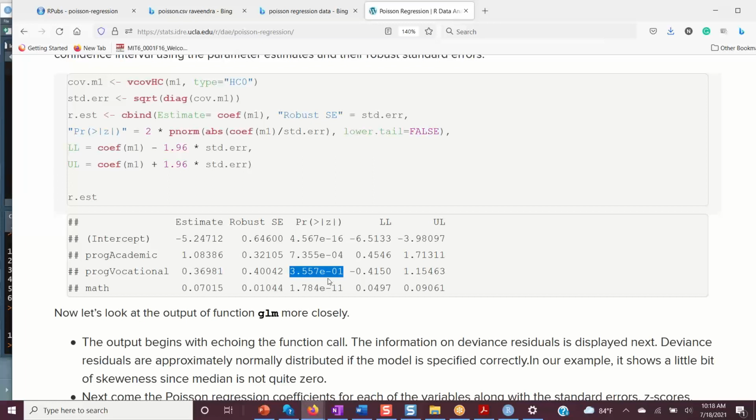Of all these things, this is the biggest number if you look at it. So vocational programs are not that great. That's what we're saying here. That's not going to get you a lot of awards. By structure of the data, that's what it turns out to be.